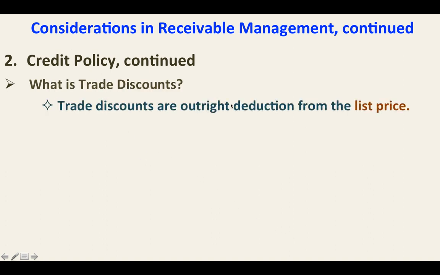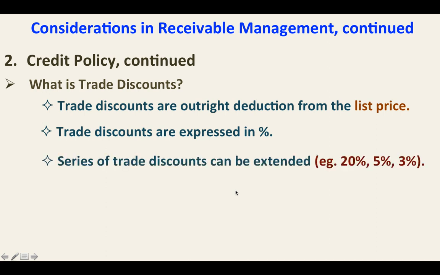Trade discounts are outright deduction from the list price. Basta sinabing outright deduction from the list price, ito yung nakikita nyo sa supermarket or department stores wherein 50% off. Ang ibig sabihin, bawas na agad dun sa list price yung discount. So that is called trade discounts. Trade discounts are expressed in percentage. Yung nakikita nyo, 50%, 70% off. Okay, it's expressed basically in percentage.